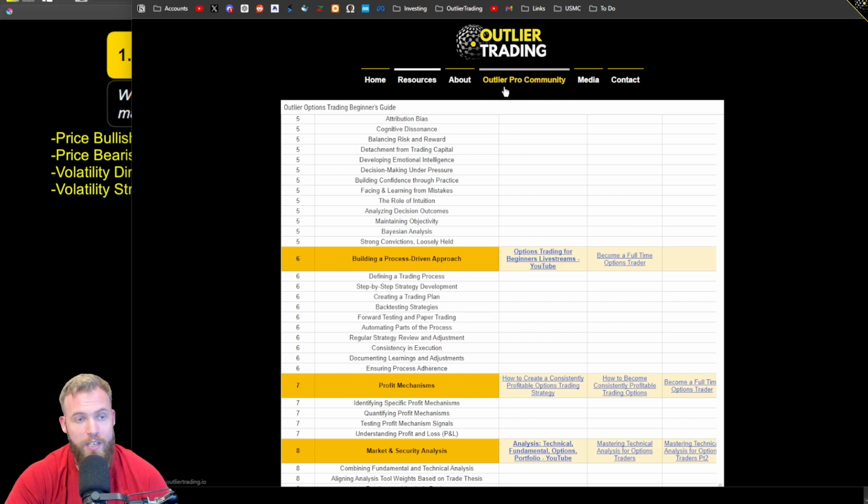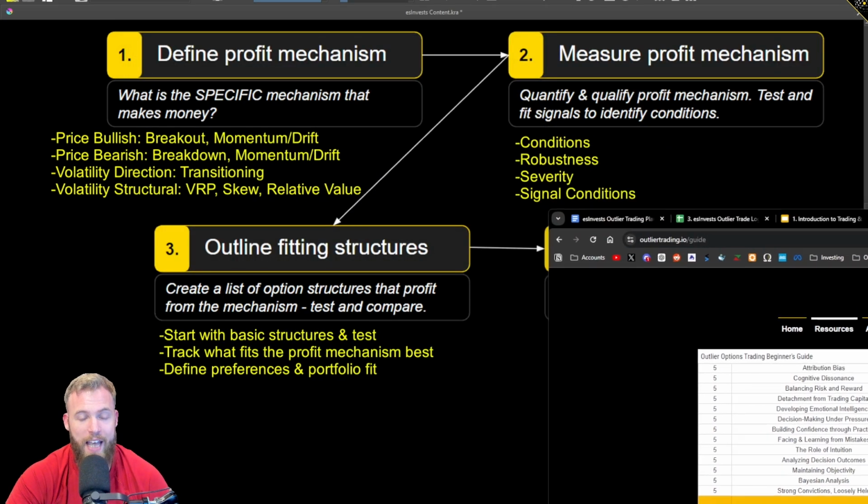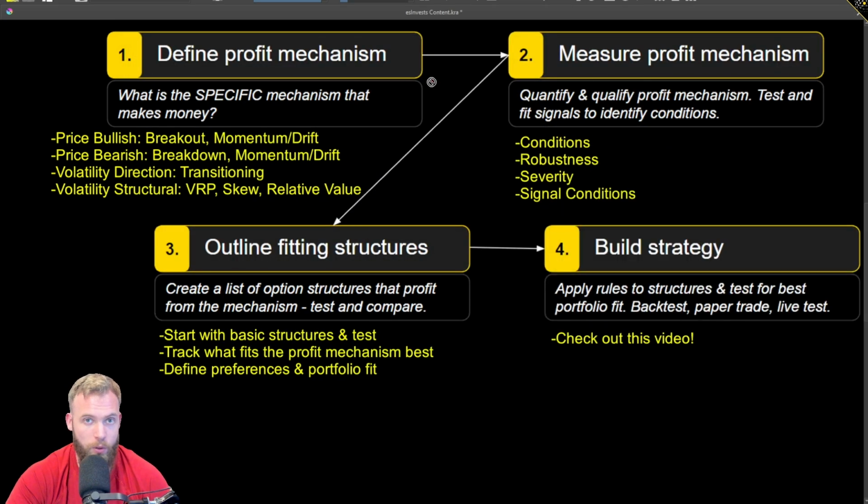But before you even start this process here, we have to do these two. Otherwise, it doesn't matter how well you know options. If you don't know what you're trying to take advantage of or how to find it, you're still just going to trade options into the wind. And that's not going to bode well. So this is exactly what I would do.